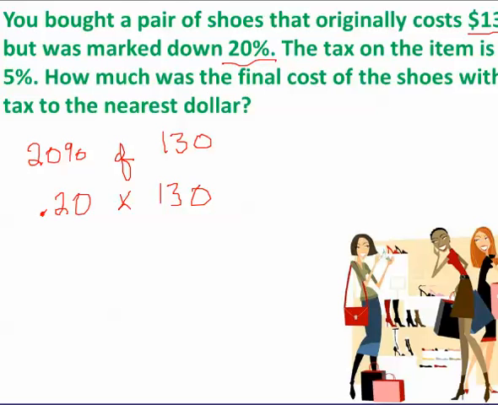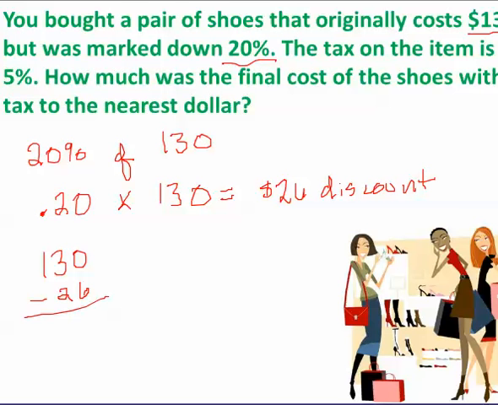So 0.2 times 130, that's going to be, if I push buttons right, 26. So it looks like I'm going to get a discount of $26. So what do I do with the discount? Well, I hope that I take the total original price, $130, and I subtract $26 from it. So it looks like $104 is going to be how much they actually cost. That's the cost of the boots.